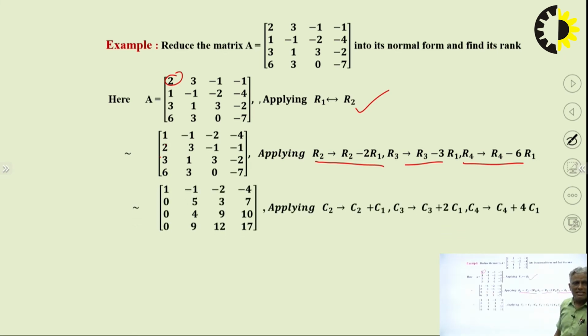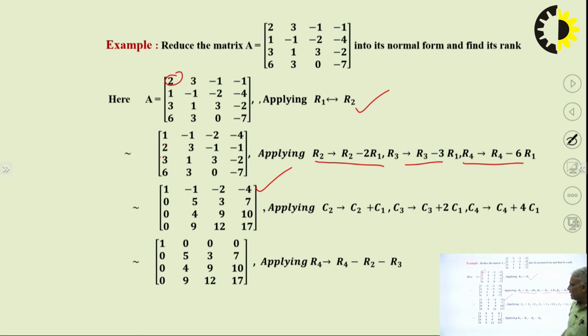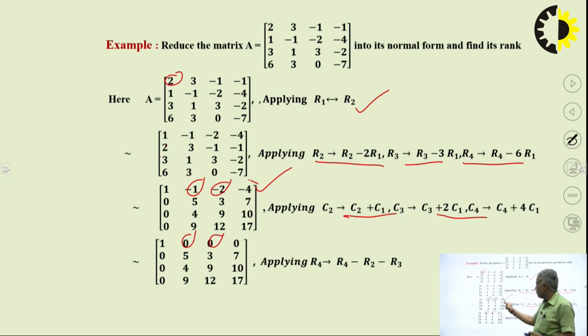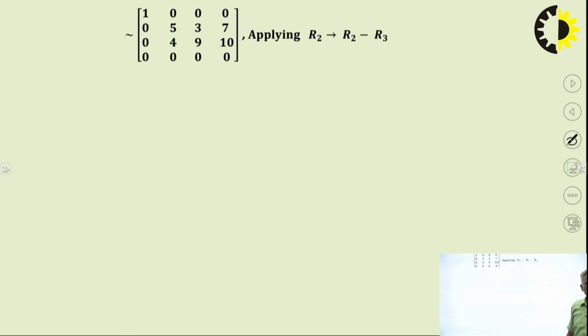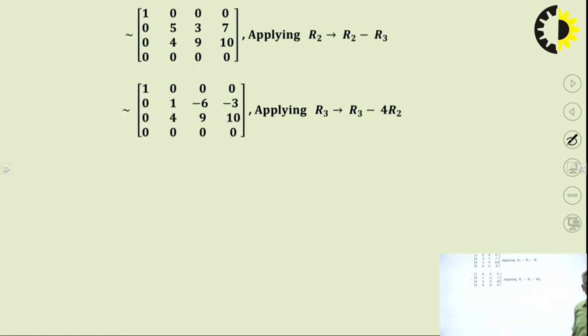So what will be the result here? We see that the first row is the same, and this is the result of applying these operations. And how to calculate the rank? So we apply column operations here, and this element reduces to 0. This is 0, and with the help of this, this is also 0, and with the help of this it is equal to 0. In this way, we can find the normal form and calculate the result. In this way, we can find the normal form by using elementary row operations.